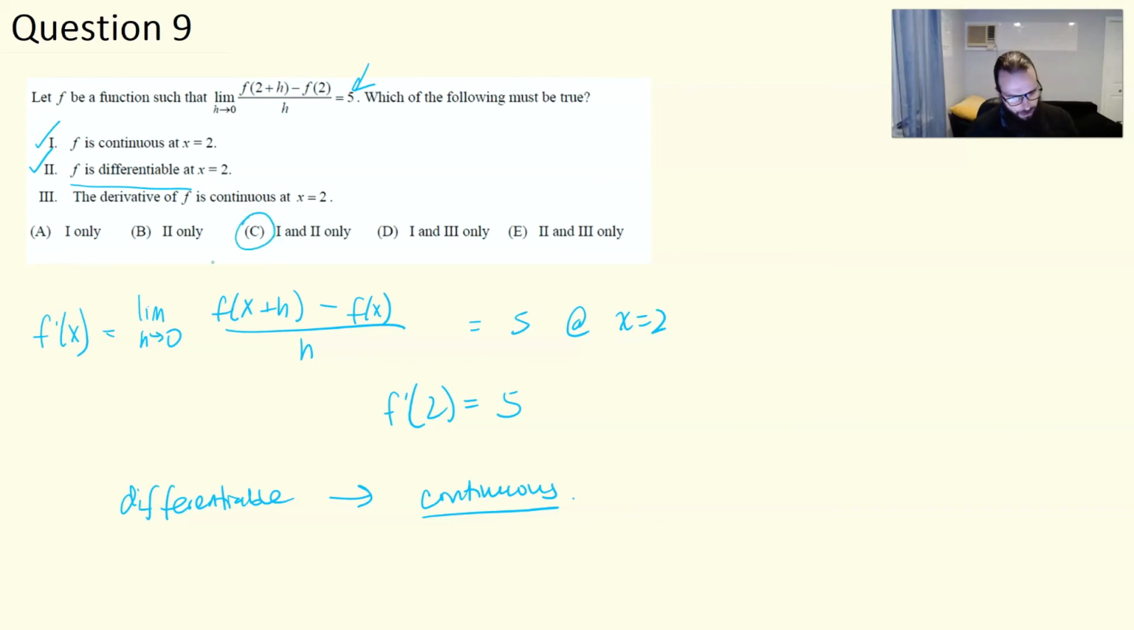Based on the answer choices alone, we don't have a choice for 1, 2, and 3. And we know 1 and 2 to be true, so the answer has to be choice C. Now, we do have a possible condition with respect to answer choice 3 that we need to investigate. This is saying that the derivative of f is continuous at x is equal to 2. The problem is we don't actually know the derivative function.